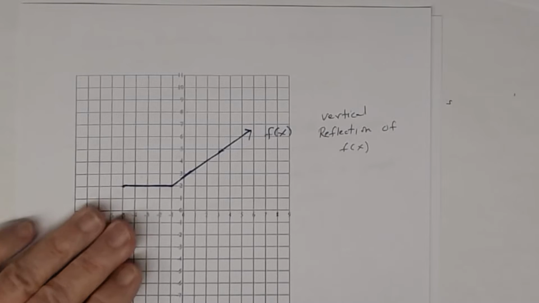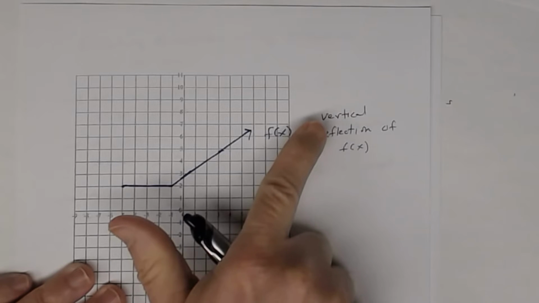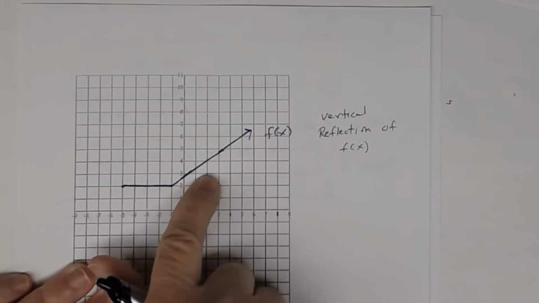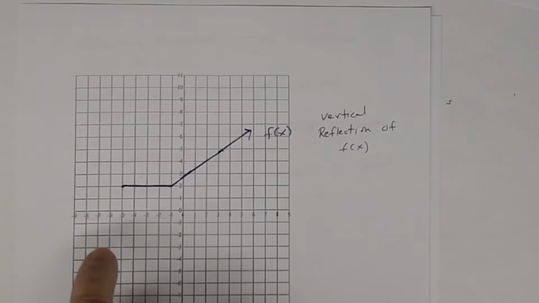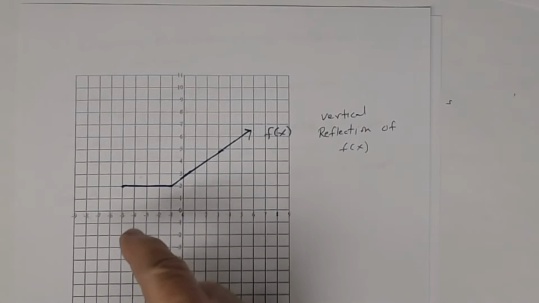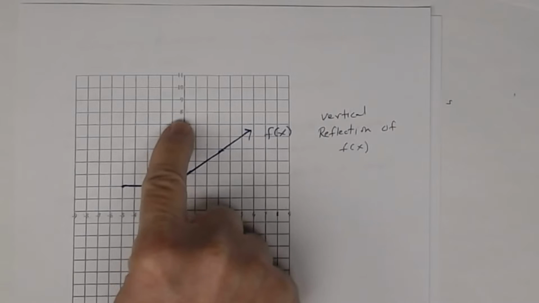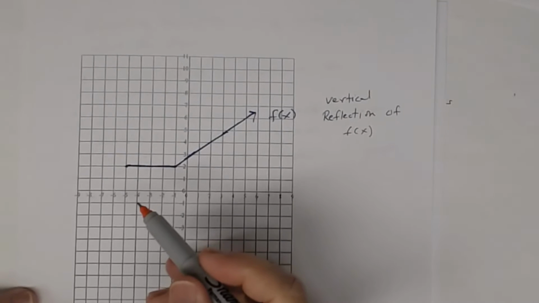So let's suppose we had this function right here. There's the graph of f of x, and I want to conduct a vertical reflection of this function. Remember, a vertical reflection is a reflection about the x-axis. So I'm vertically reflecting it about the x-axis. Here's the x-axis, here's the y-axis. And so basically what's happening is this. I'm going to go ahead and use a different color.